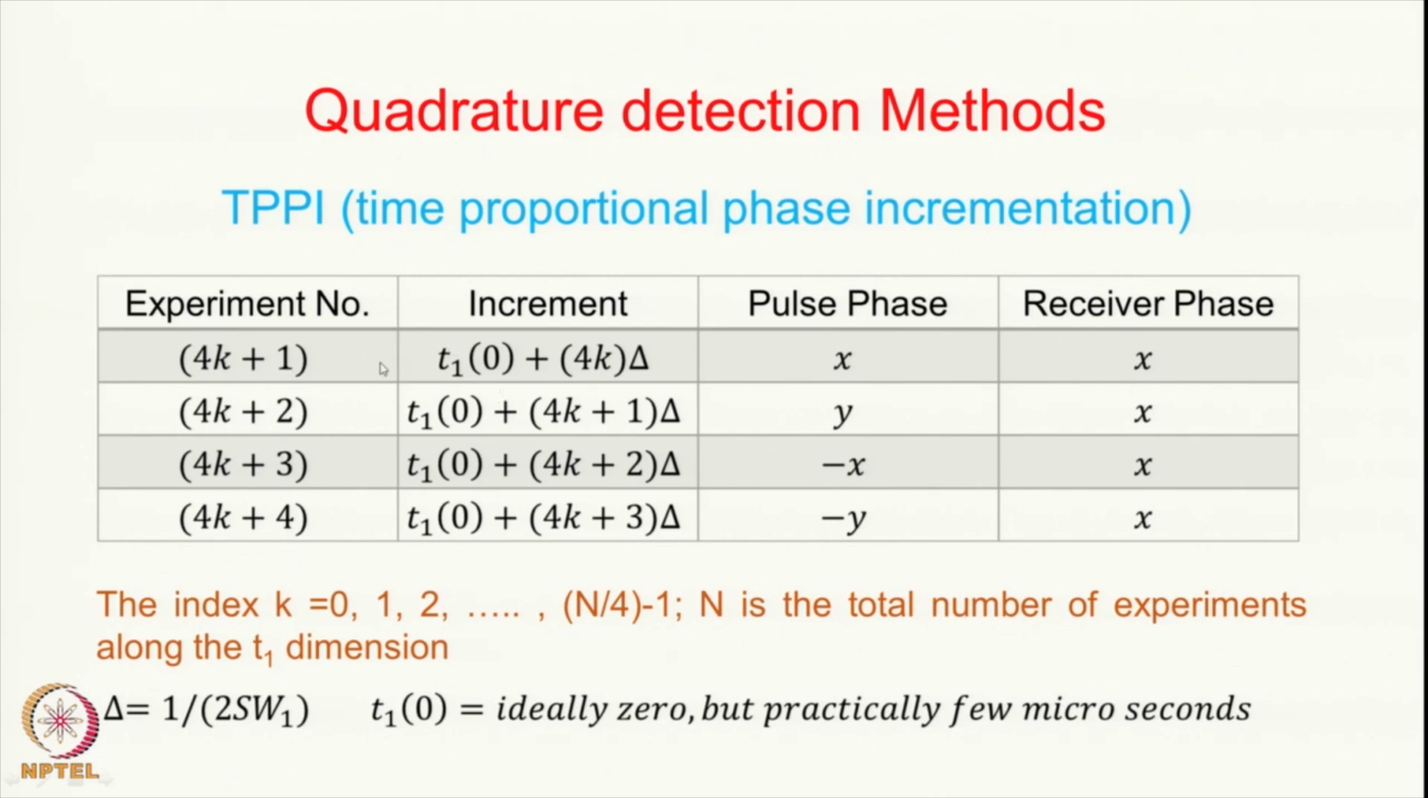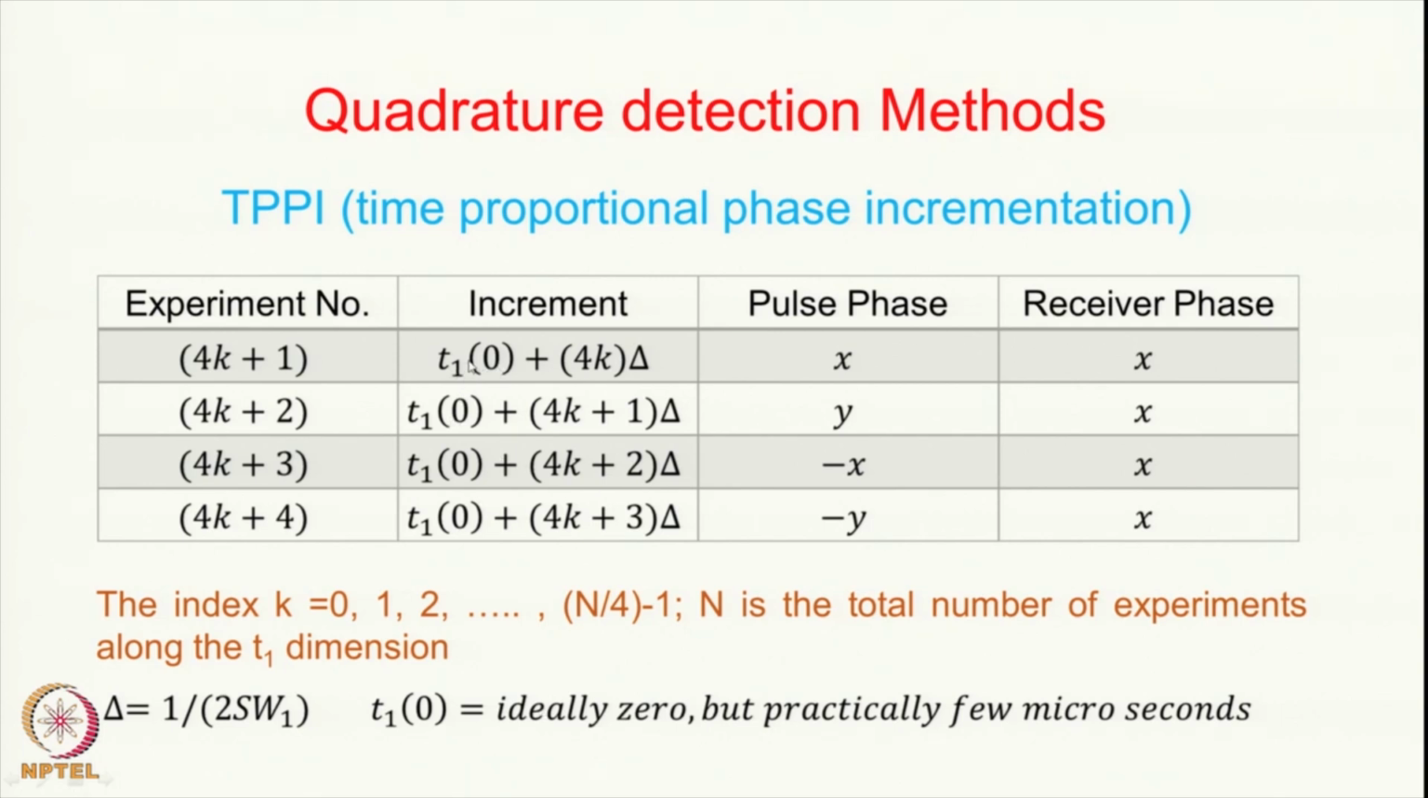Now, when we are doing this, how are the increments given? The increment is given in a way that is proportional to the experiment number itself. For the first experiment, with time t equal to 0 and k equal to 0, you will have a particular starting T1 value.